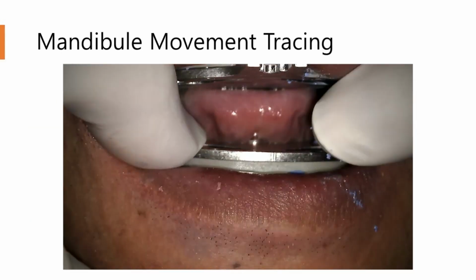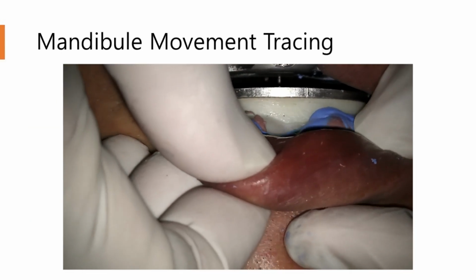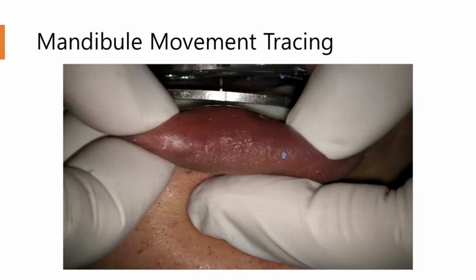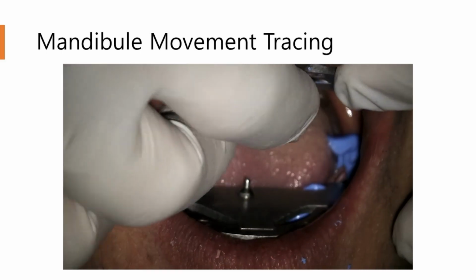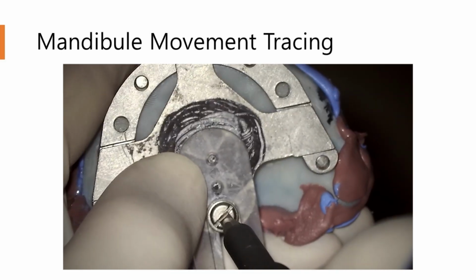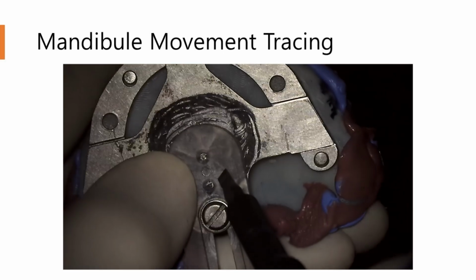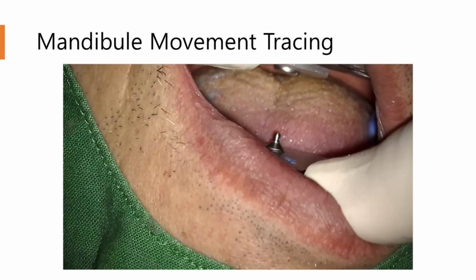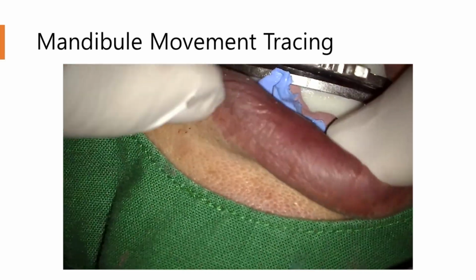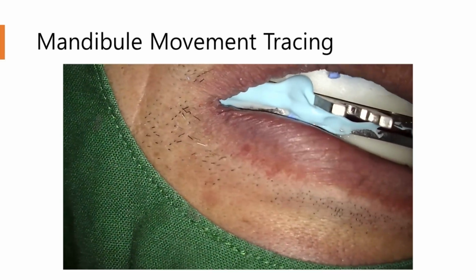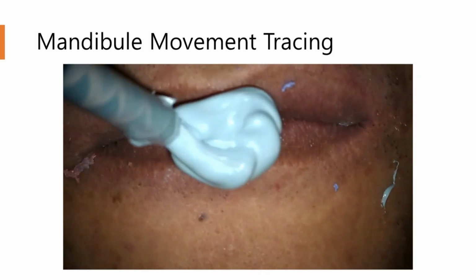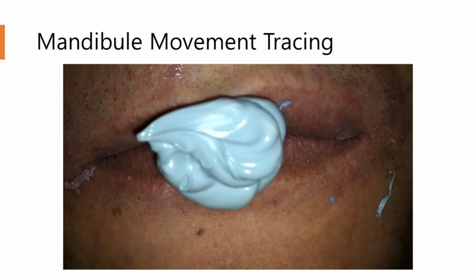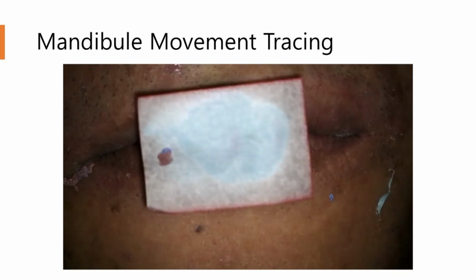impression. In this video, we demonstrate setting the vertical dimension and determining the centric relation using the gnathometer. We begin by attaching the gnathometer to the setup and adjusting it by turning the screws to set the appropriate vertical dimension. Once the vertical dimension is set, we proceed to adjust the mandible by moving it forward, backward, and side to side. This maneuver helps us accurately determine the centric relation.